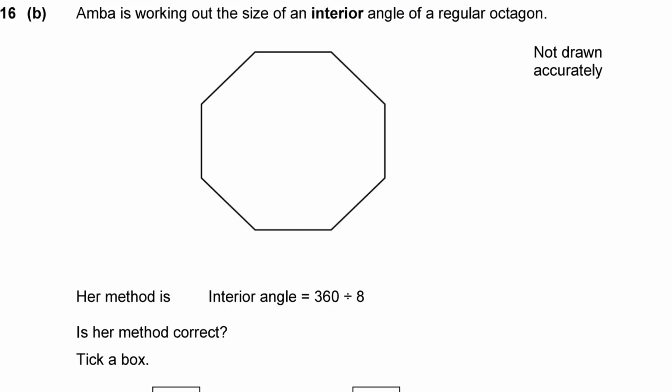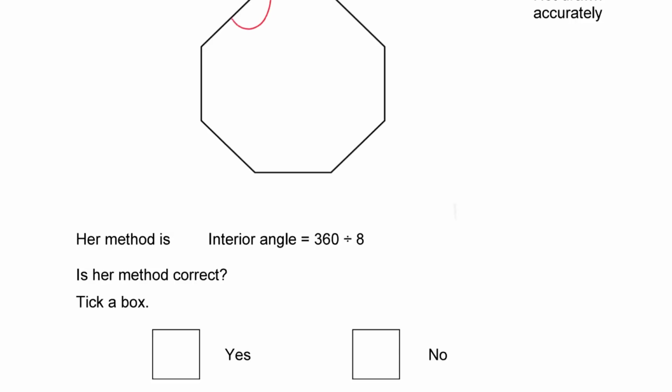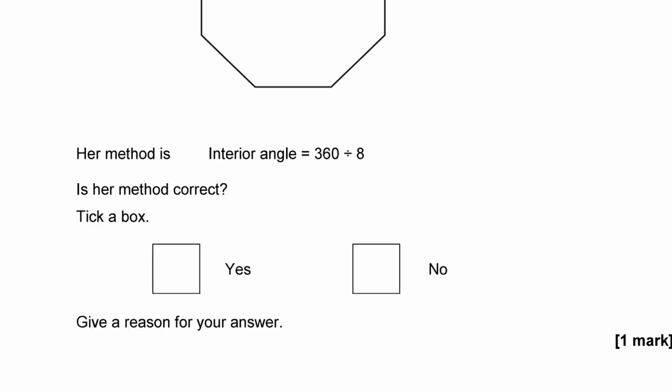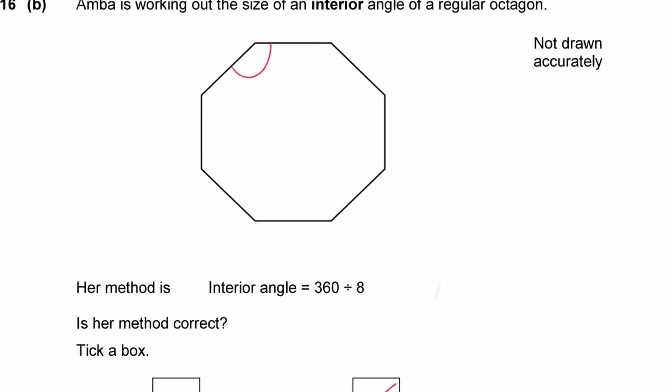Question 16b. Amber is working out the size of an interior angle of a regular octagon. So basically, she is finding this angle here, isn't she? Or one of the other ones like it. Her method is interior angle equals 360 divided by 8. Oh dear. Is her method correct? Well, I can tell you straight away that it is not. Okay, the reason for your answer.